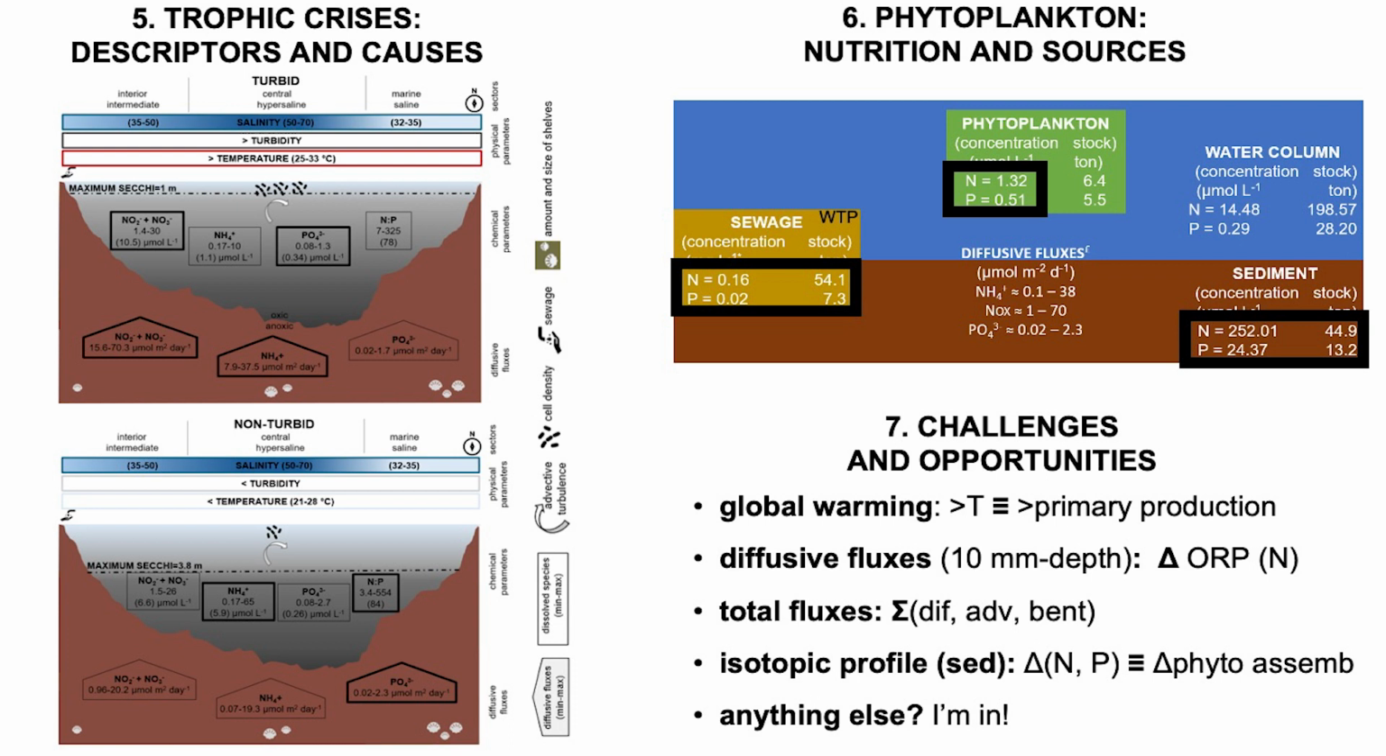For this project, my challenges and opportunities are because of global warming, which enhances the primary production, and here higher temperatures have also led to higher cell density. Regarding diffusive fluxes, as Professor had said, the first 10 millimeters depth is important because of the high variation of redox potential, especially for nitrogen forms. For total fluxes, I just measured the diffusive fluxes, but I understand that all fluxes could be important.